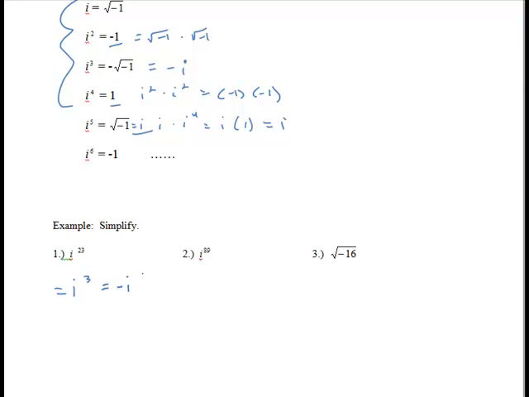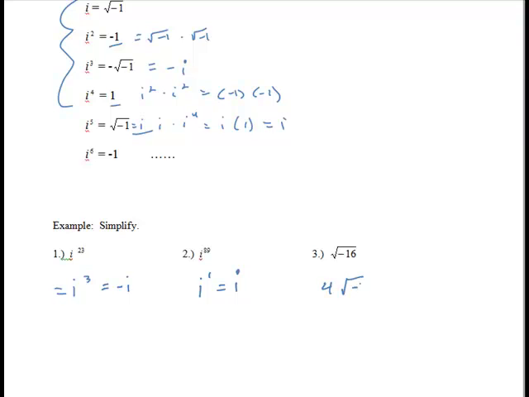Example 2, i to the 89th is going to simplify to one of those four possible values. So divide that exponent, 89, by 4, to determine the remainder. The remainder is simply 1, so i to the first power, or i. So the powers of i, understand all the possible values, there's only a handful of them, but it allows us once again to simplify radicals like the square root of negative 16.